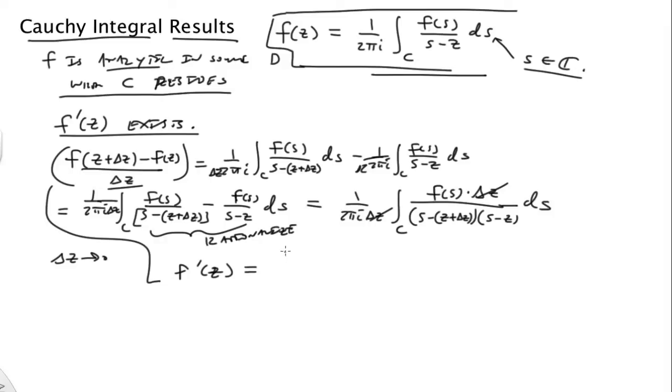Okay, and then we get 1 over 2 pi i integral over C of f of s. And of course, what does this turn into? When delta z goes away, we see that the denominator becomes s minus z quantity to the second power, ds. Oh, so now we have a nice formula for f prime of z.